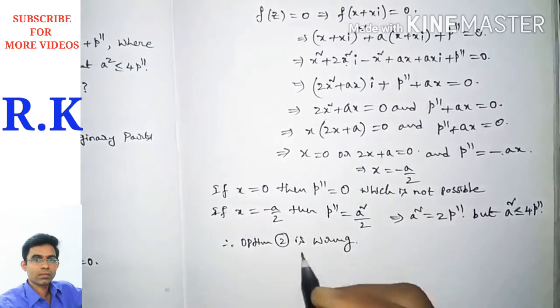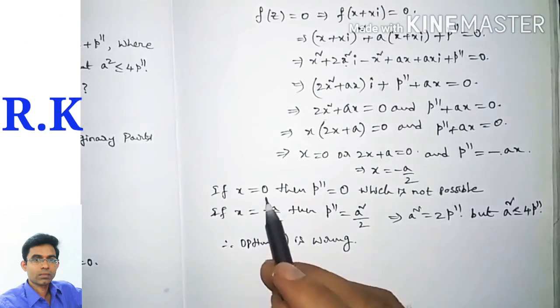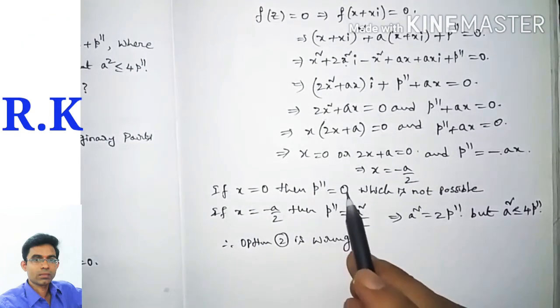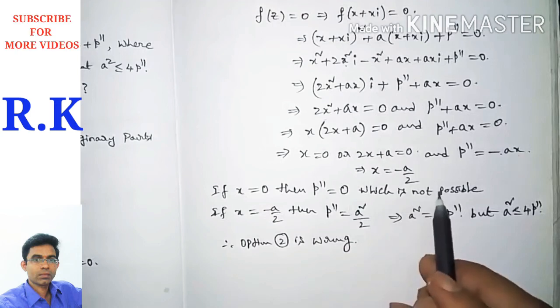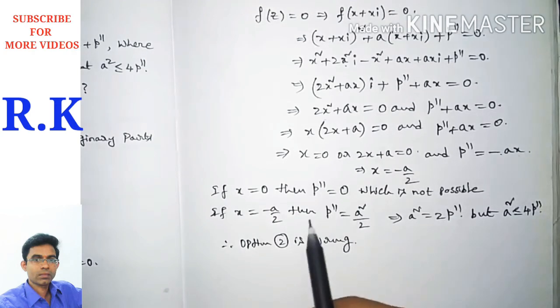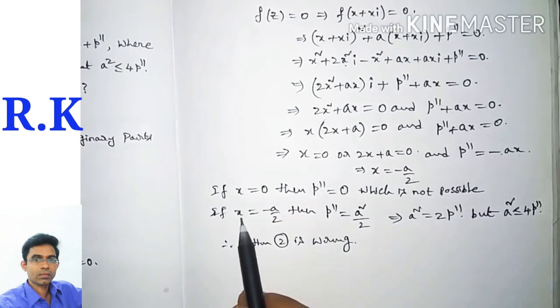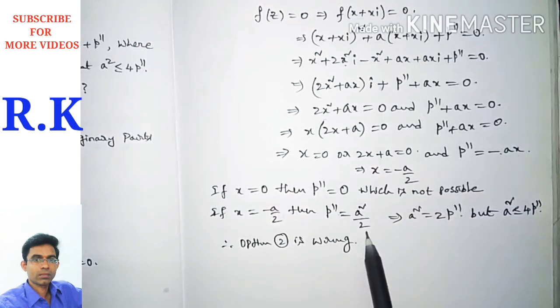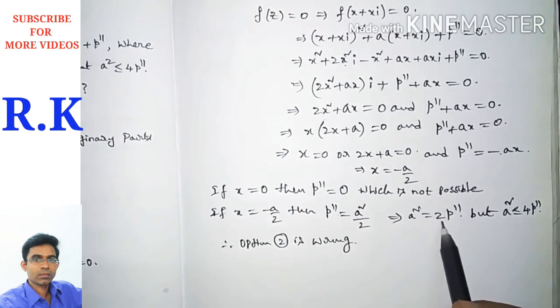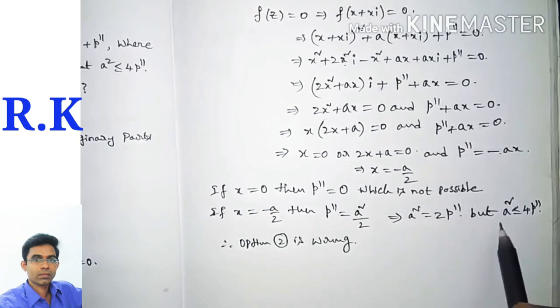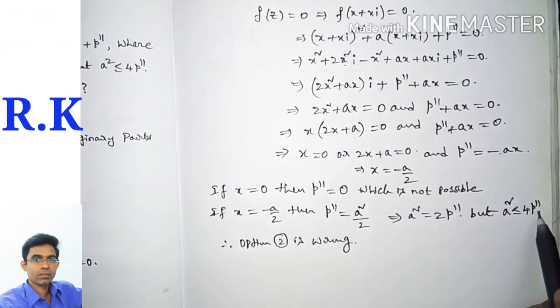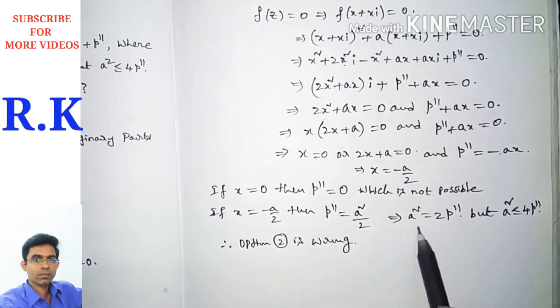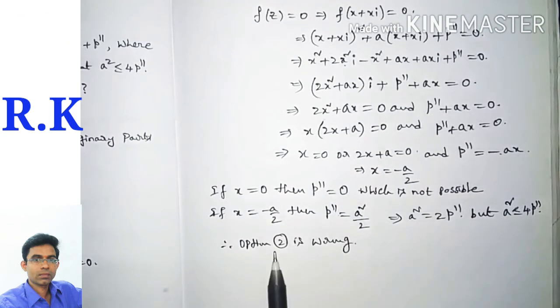Is it clear? Because here, whenever x is equal to 0, we got p^11 = 0, which is not possible because p is a prime number. And similarly, whenever x = -a/2, in that case we have p^11 = a²/2. From this we get a² = 2 into p^11. But given that a² is less than or equal to 4 into p^11, this does not happen in this case. So option number 2 is wrong.